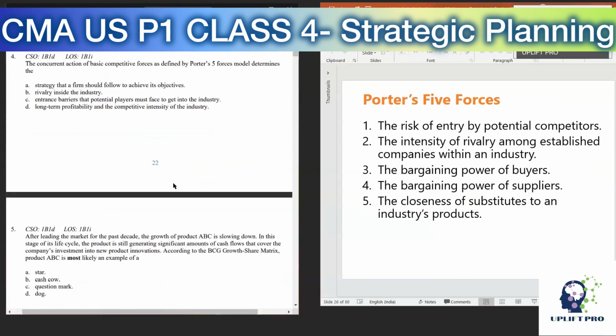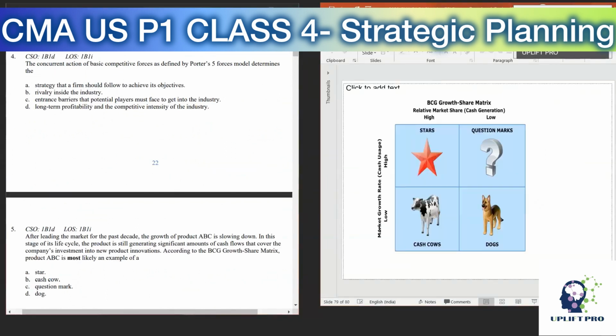Okay, question number 5. Question number 5B, question number 5D. Okay, what about the others? Anybody has a different answer? Others? B, this helps for potential new investments.